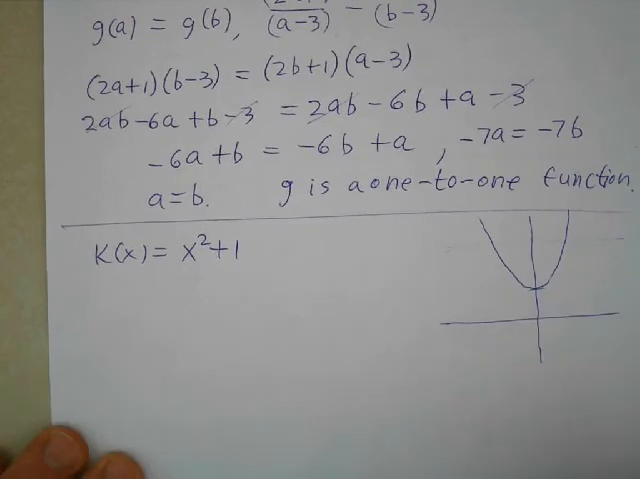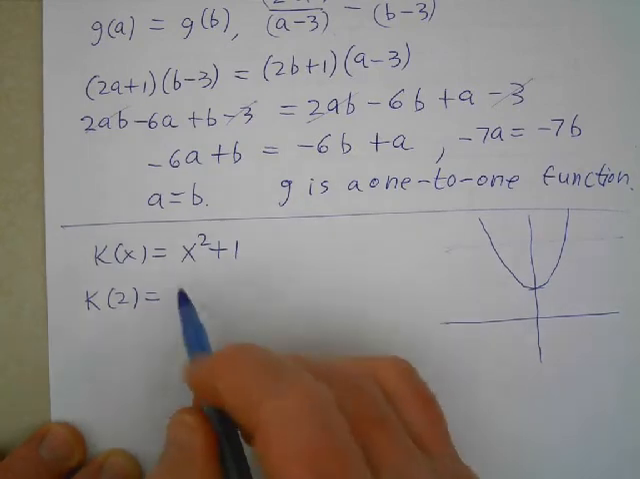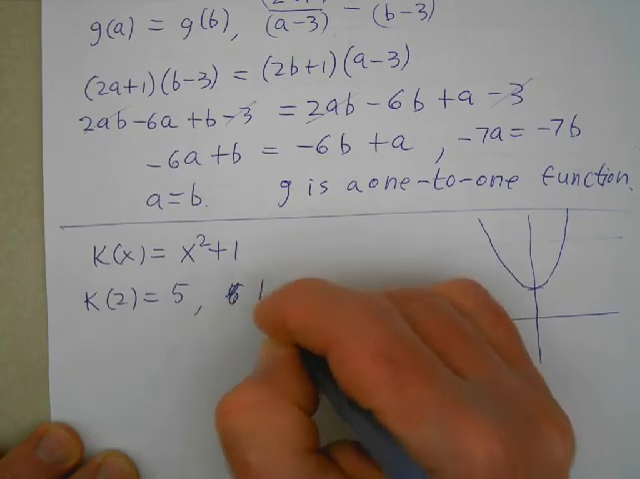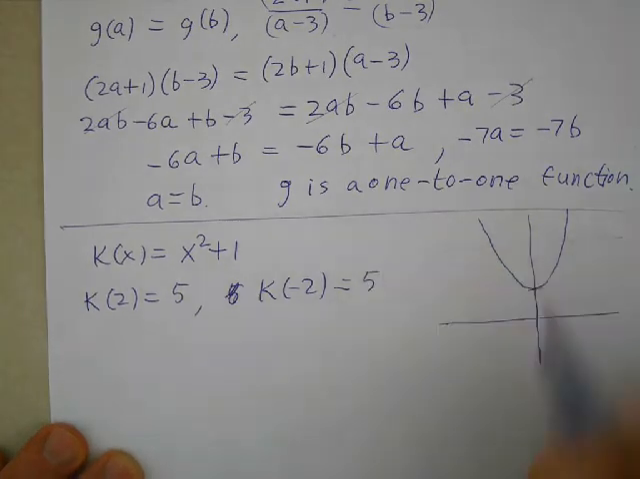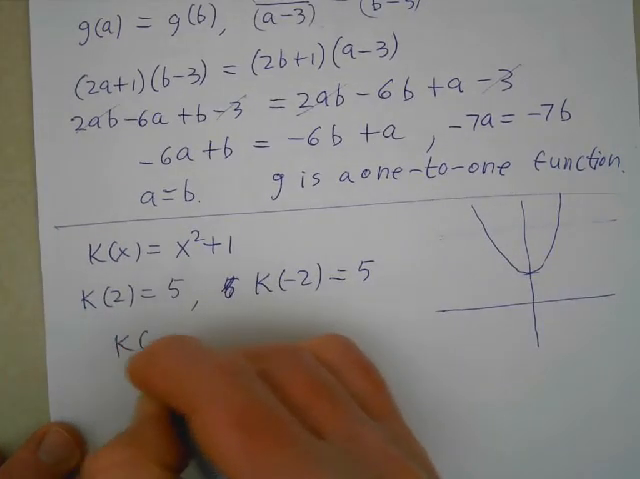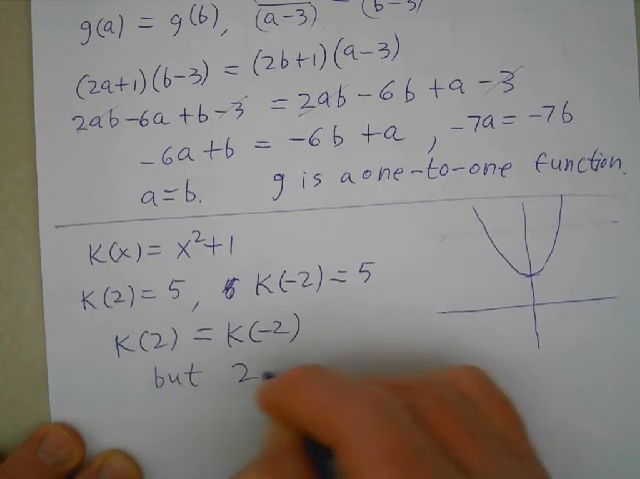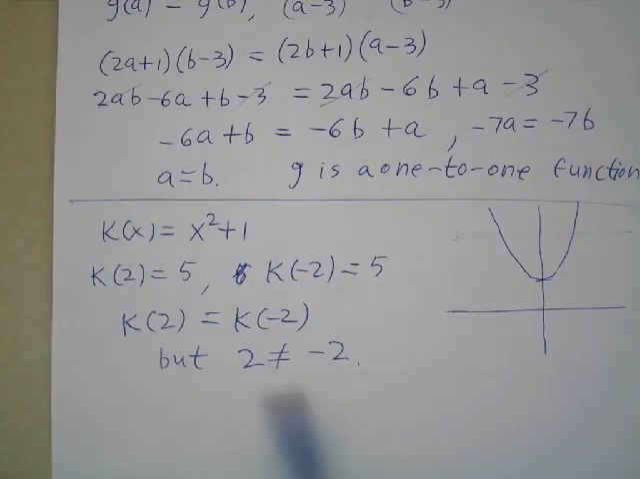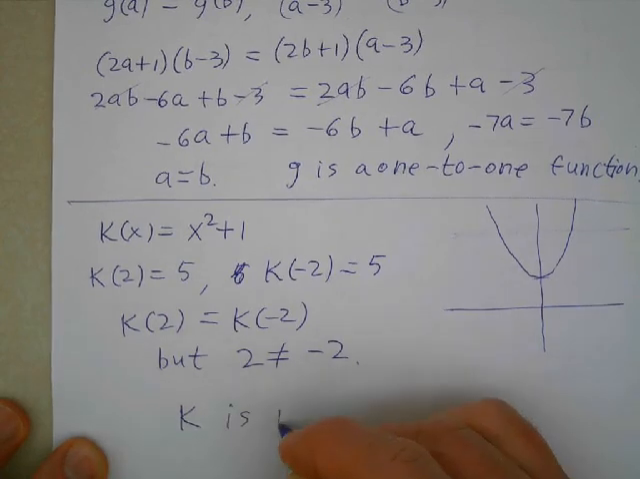But to show analytically, we can just do this. On one hand, k of 2 equals 2 squared plus 1, which is 5, while on the other hand, k of negative 2 is equal to negative 2 squared plus 1, which is also 5. K of 2 equals k of negative 2, but 2 does not equal negative 2. If you remember, that's what shows that a function is not one-to-one. So the function k is not a one-to-one function.